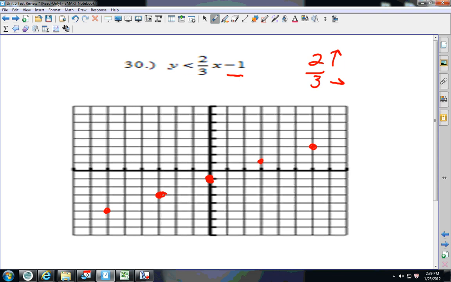It says less than. Less than means I need to use a dashed boundary line. Now because it's less than, it means to shade below. Everything below the line is a solution.